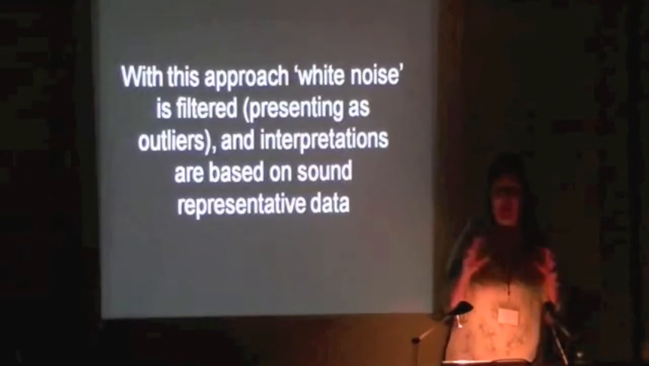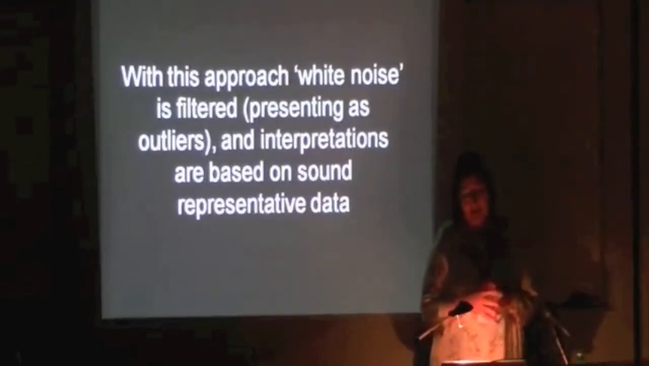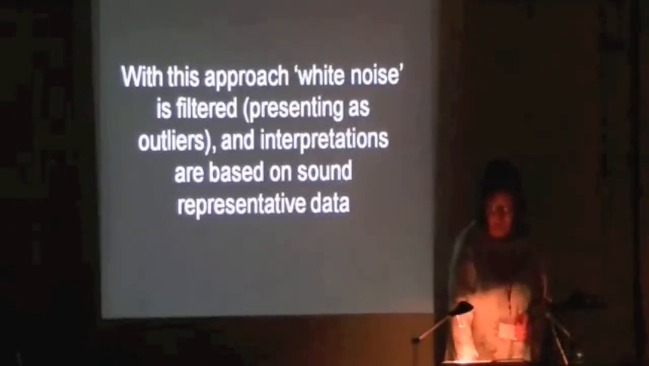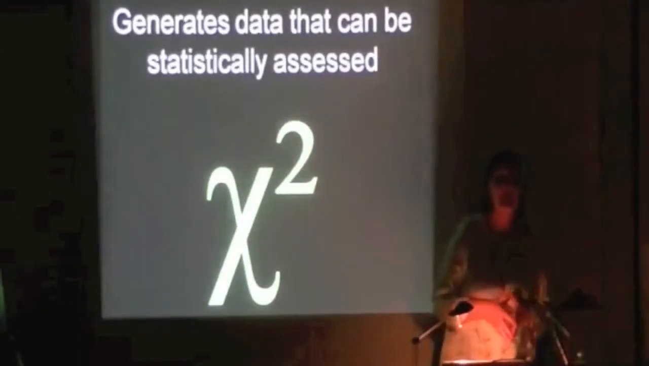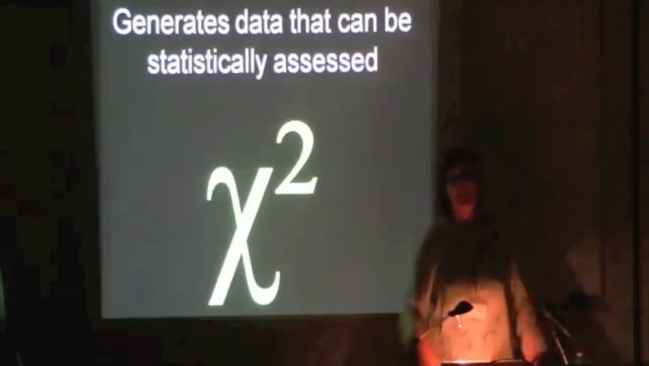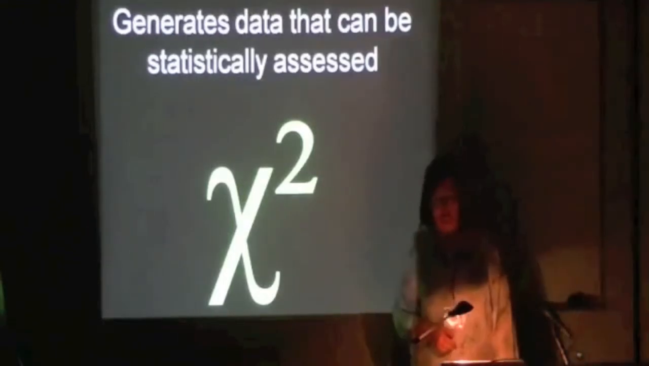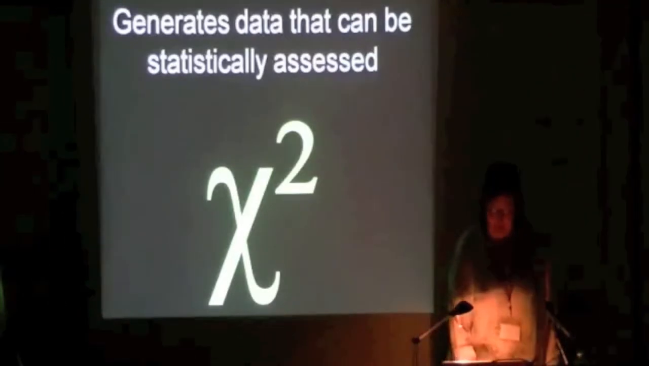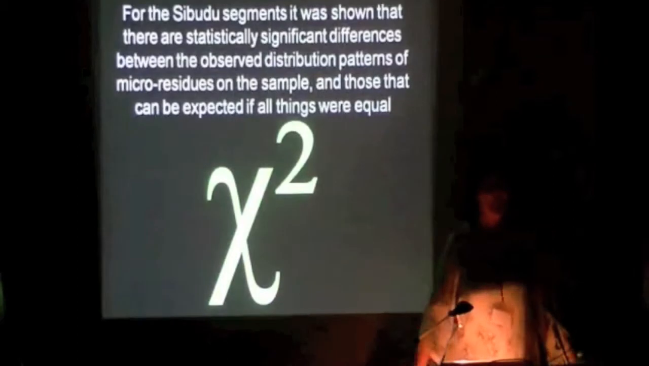So with this approach, the white noise is filtered, presenting as outliers, and interpretations are based on sound representative data. It generates data that can be statistically assessed. Now, okay, I know this is archaic. I haven't figured out another way. You young people can try to do it differently. I just do the old chi-square, and I actually still do it by hand because I can never get the computer stuff to work. So it's quicker for me to just do it.